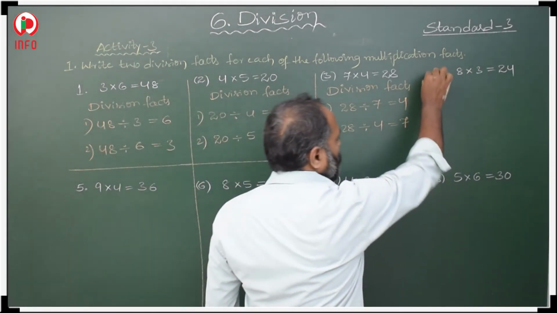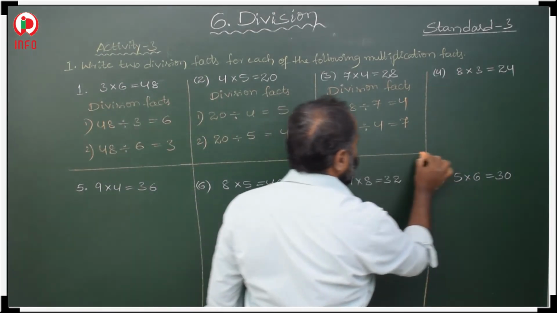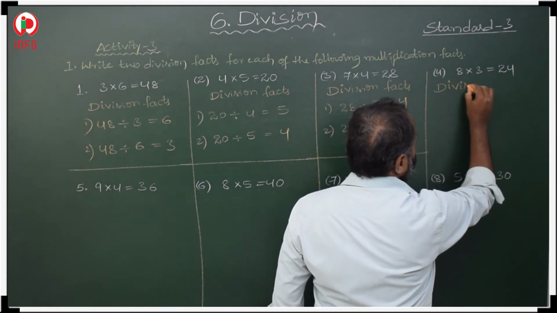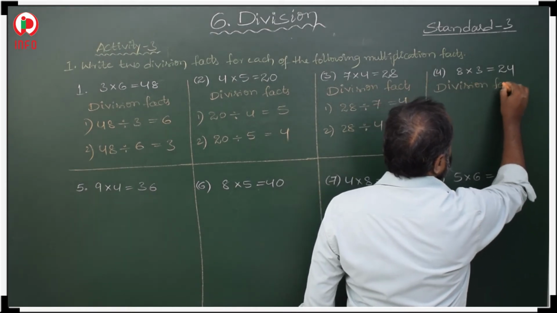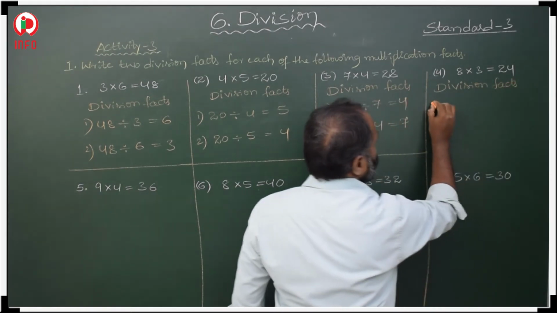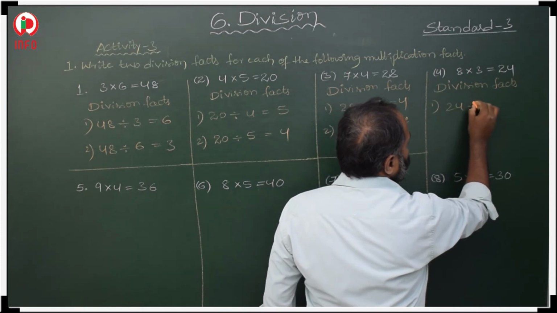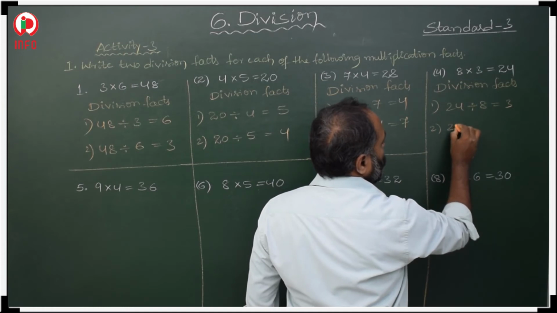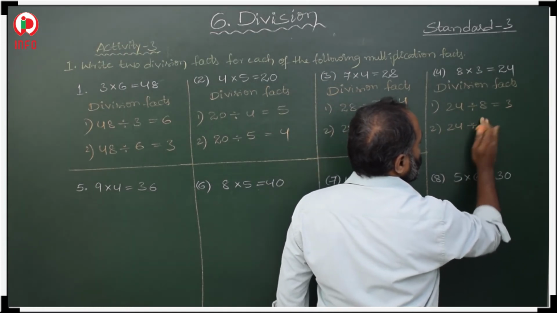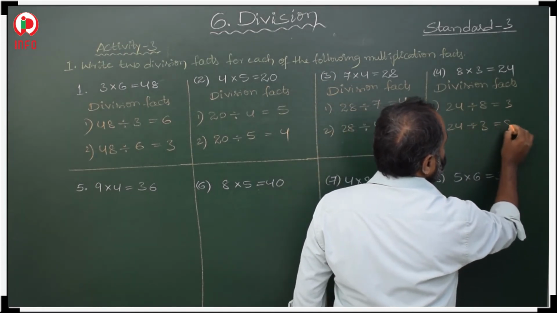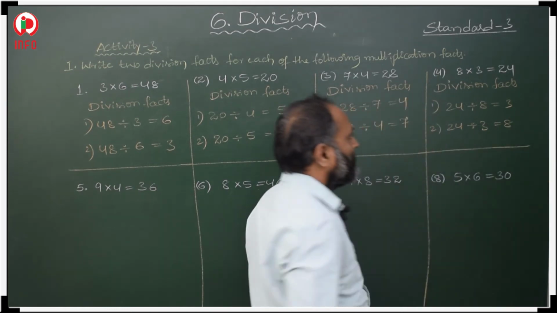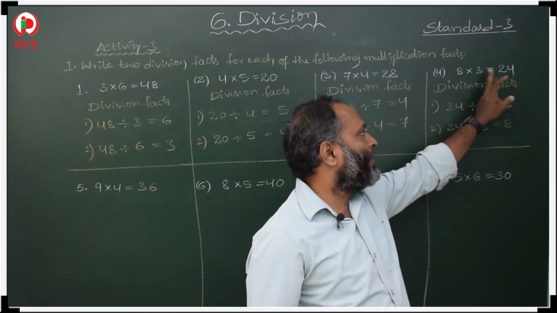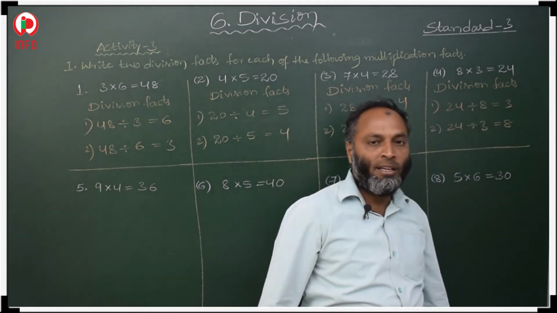The next one, all are the same. Division facts. First, if the product is divided by the first factor, then the second factor is your quotient. In the same way, the product divided by the second factor gives the first factor as your quotient. 24 divided by 8 is equal to 3, 24 divided by 3 is equal to 8.